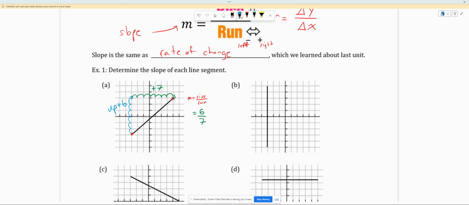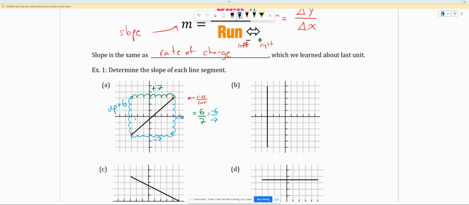I could have gone down, okay, I could go down 1, 2, 3, 4, 5, 6. If I went this way, that'd be -6. And then if I went to the left, 1, 2, 3, 4, 5, 6, 7, that's -7. Now, the rise over run, I can still calculate it this way, but that's the exact same thing as -6 divided by -7, and we know two negatives make a positive.